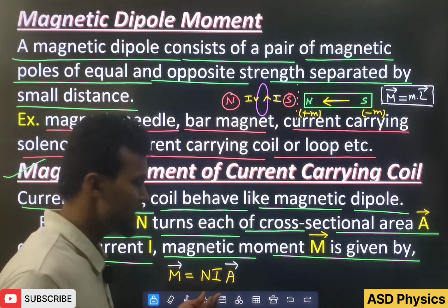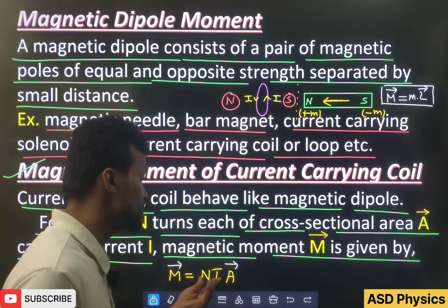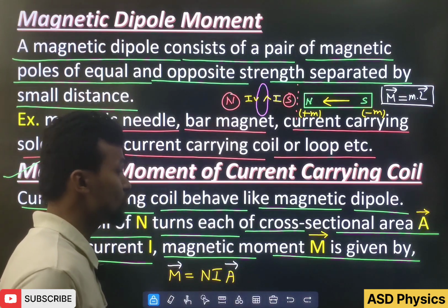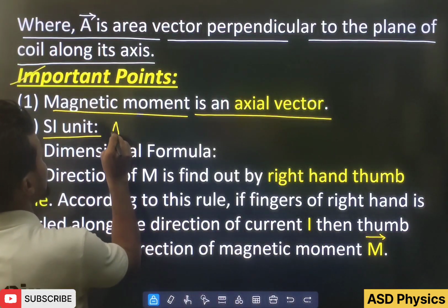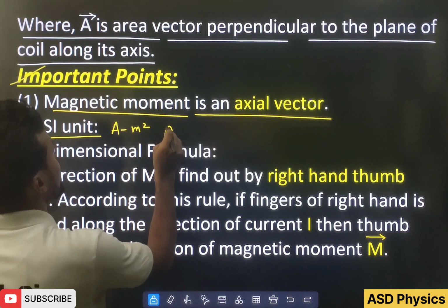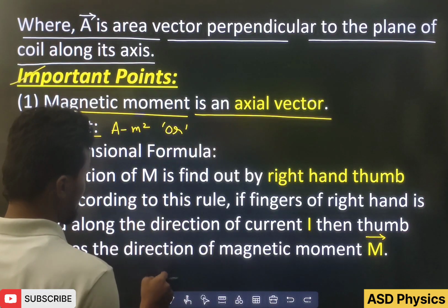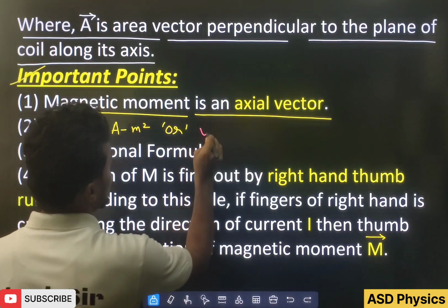Number of turns, not having any unit. I means current, means ampere, and area means what? Meter square. Okay, so I can write here SI unit will be what? Ampere meter square, or sometimes SI unit we can write here joule per Tesla also.